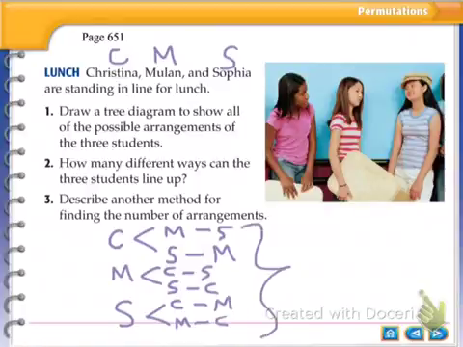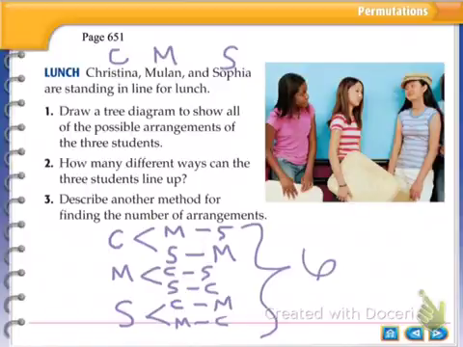So to figure out how many different ways these students could line up, I'm going to count over here. How many different possibilities do I have? So 1, 2, 3, 4, 5, 6. There are 6 different ways that these girls could stand in line. Alright, now it says describe another method for finding the number of arrangements. We're going to go over that now.